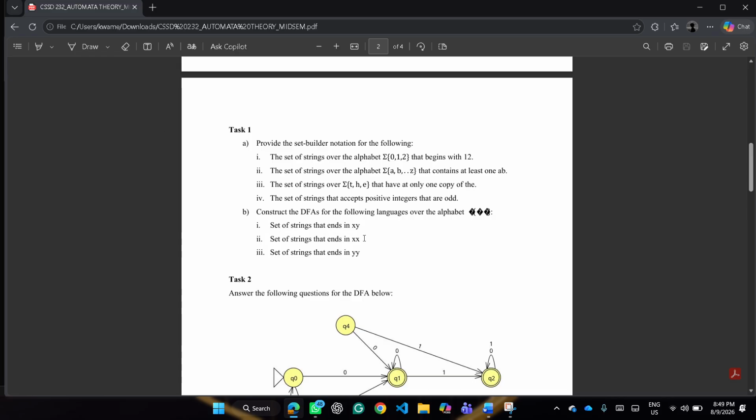The set of strings that end in XY, the set of strings that end in XX, and the set of strings that end in YY. Let's quickly go back.